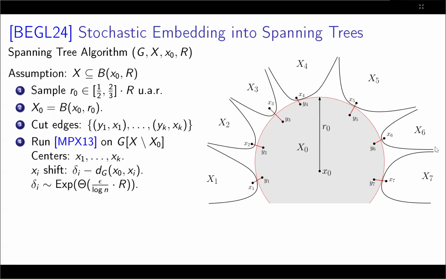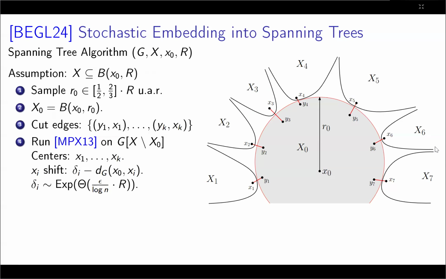So think maybe of the graph when you remove this entire cluster x0 and you kept only these tails here. And now you run MPX from this point. So basically, the exact thing to do is to run MPX, but where the shift of each point is not just random, but you also want to take into account the distance to the center. So this is basically the shift. And you sample it using an exponential distribution.